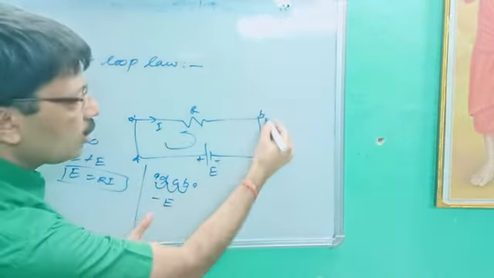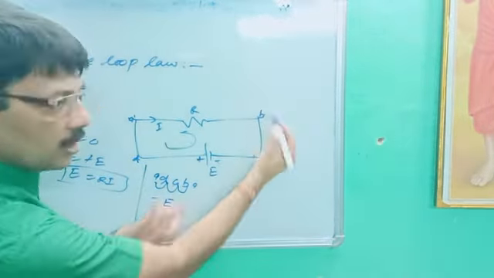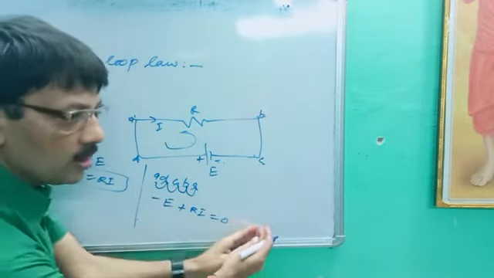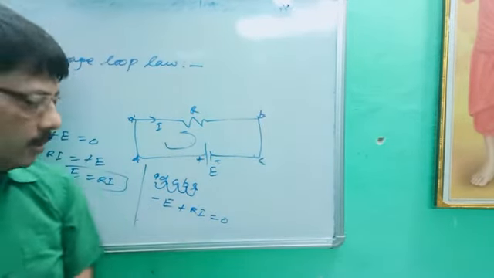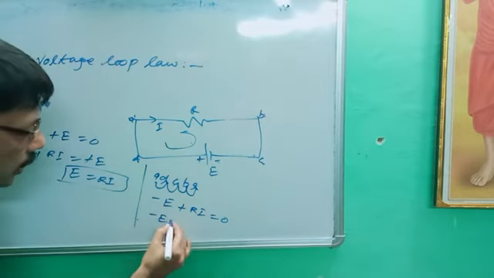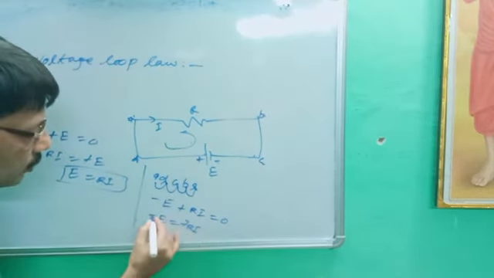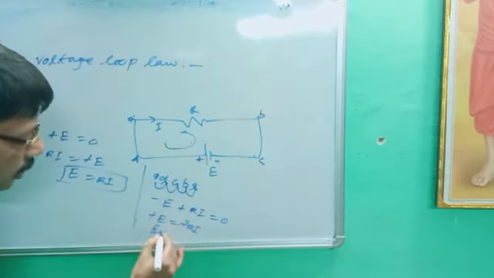Again C to B, nothing is there. And again B to A. Current is moving from A to B, and you are coming from B to A. It means it will be positive, so it will be plus Ri. The sum equals 0. The algebraic sum of all voltage is equal to 0. This is called the voltage loop law. You can write minus E plus Ri equal to 0, again you will get E equal to Ri.